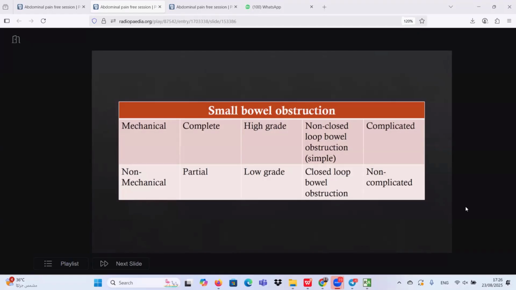We also classify small bowel obstruction as non-closed loop, or simple obstruction, or closed loop bowel obstruction. Also, we can classify it into complicated and non-complicated. For complicated bowel obstruction, we have two main complications: bowel ischemia and bowel perforation. So, in any case of bowel obstruction, you should check first: is it mechanical or not, complete or partial, high grade or low grade, simple or closed loop obstruction, complicated or not complicated. You should mention these points in your opinion, okay?